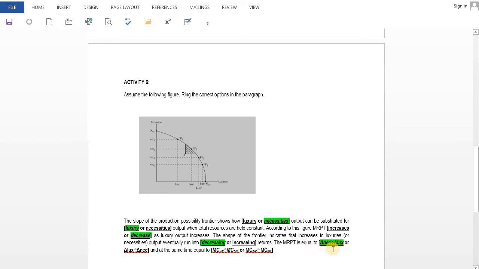So like I said, because this is a change in necessities over the change in luxuries, it's going to be equal to, it's also the same as, the marginal cost of luxuries over that of necessities.